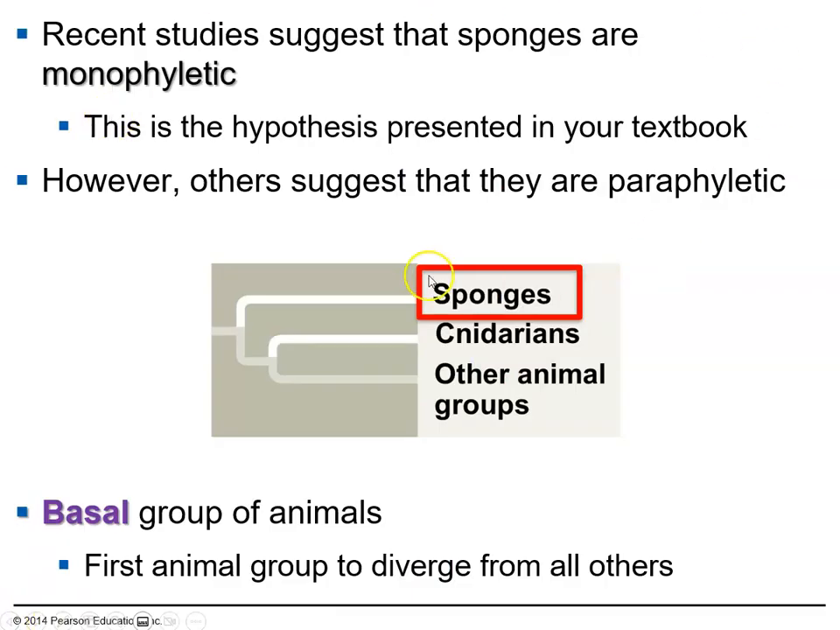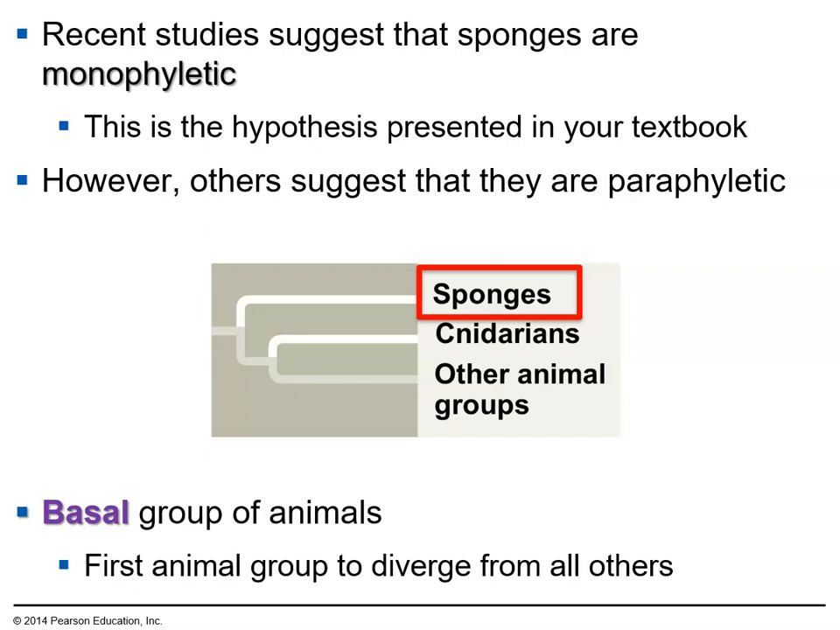All right, so to recap where we left off, we saw how the phylogenetic tree branch for animals can be further divided into different animal groups, including the sponges, which are thought to have been the first animals to evolve in the evolutionary timeline. So, being that they are referred to as the basal group of animals, which is the first animal group to diverge from all the others, sponges are thought to be monophyletic, meaning that all sponges share a most recent common ancestor with all the other sponges. So this is the hypothesis that your book presents.